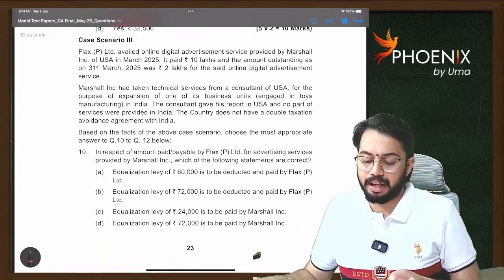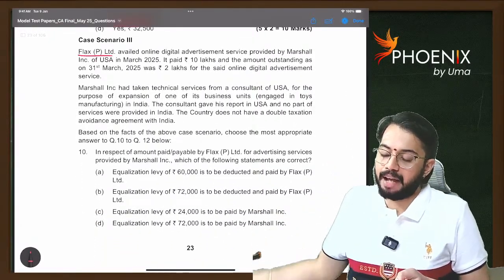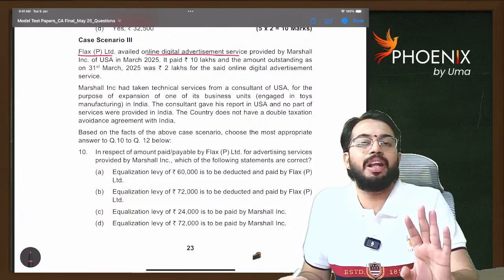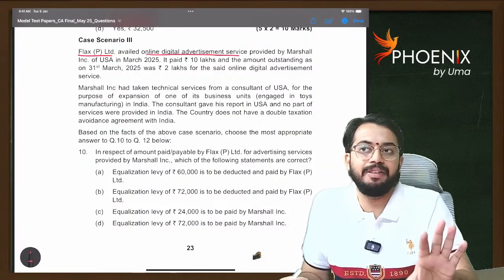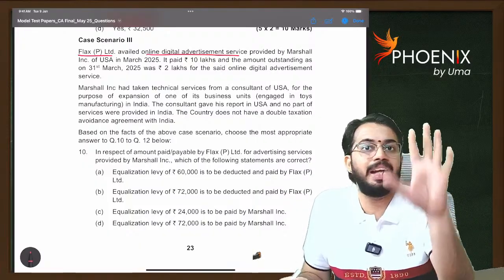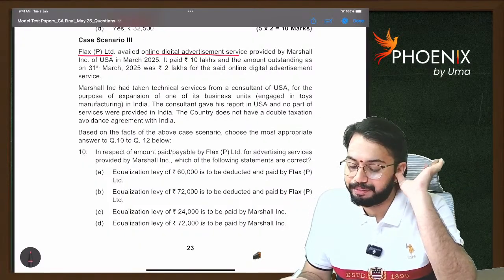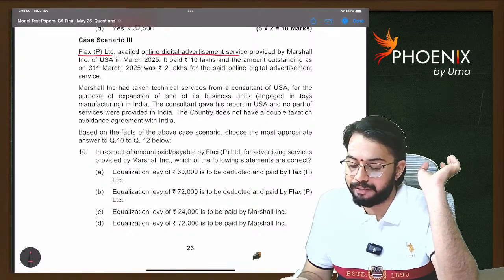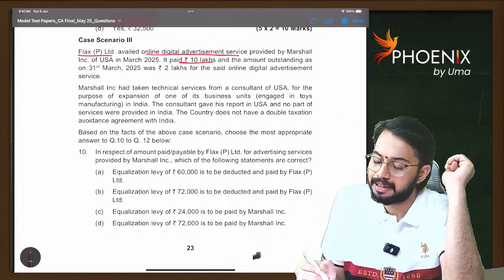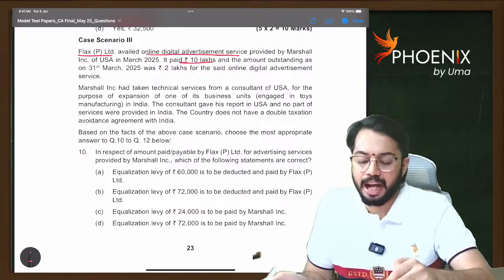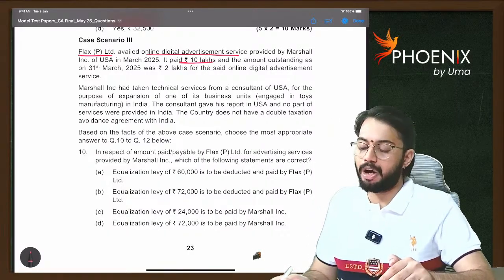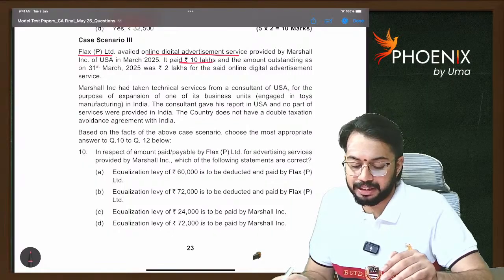Case scenario 3, Flax Private Limited availed online digital advertisement service. See, whenever online digital advertisement services are received, you need to remember the concept equalization levy. Provided by Marshall Inc. of USA in March 2025, it paid 10 lakhs, and the amount outstanding as on 31st March 2025 was 2 lakh rupees for the said online digital advertisement services.